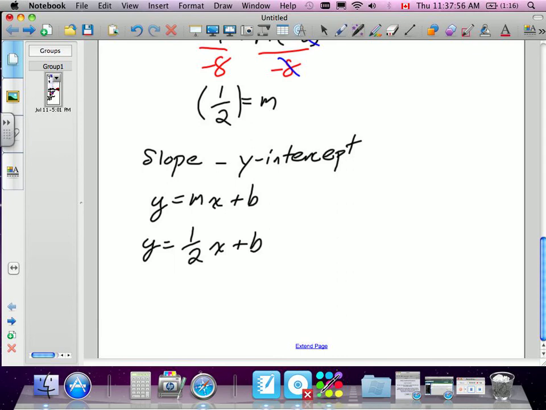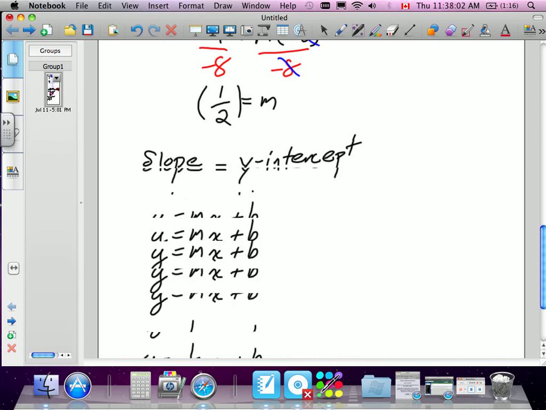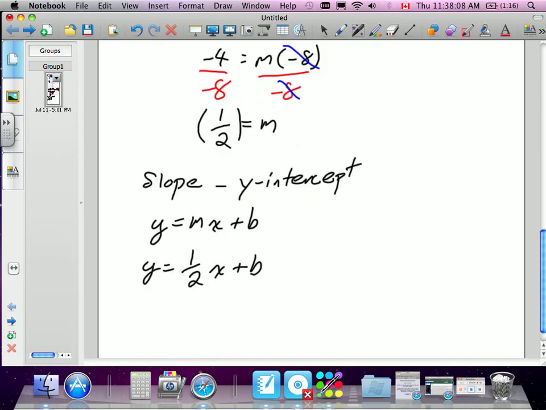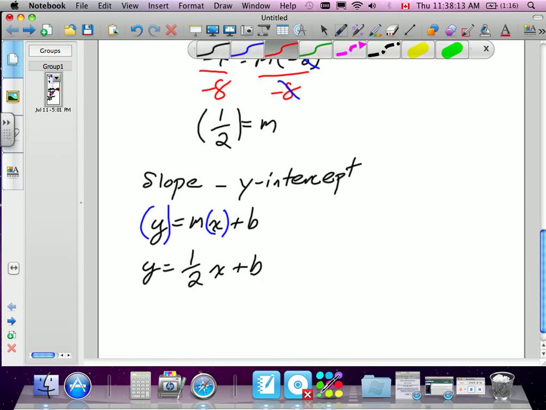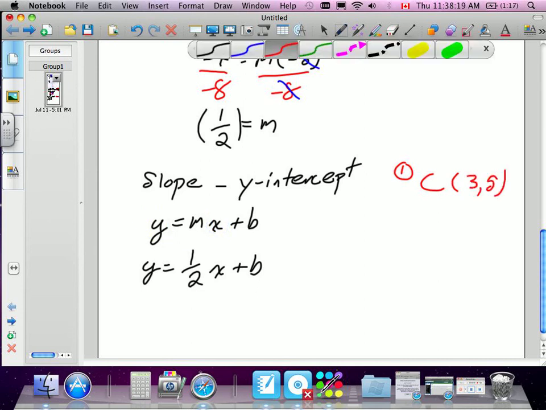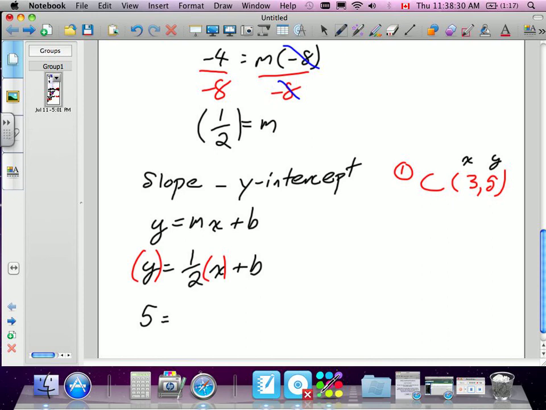And in order to do that, I use one of the points they've given me before. I can use either point C or point D and its x and y value and plug them in for the x and y values here. So let's say we use equation 1. Okay, we'll use C. C was, again, 3 and 5. So I'm going to be plugging in 3 for my x and 5 for my y. Here's our x and our y. So 5 is equal to 1/2 times 3 plus b. Now b is the only variable left, so I can solve for b.